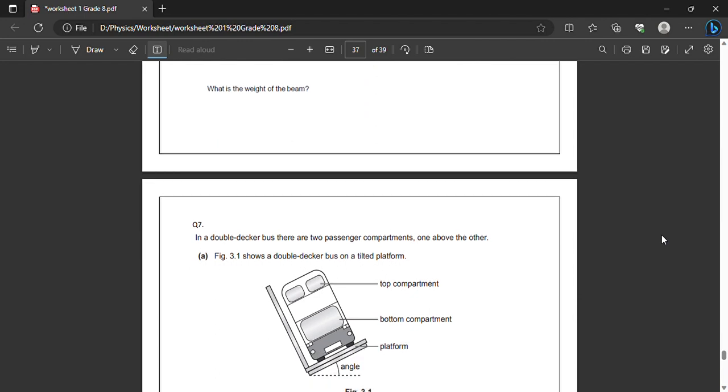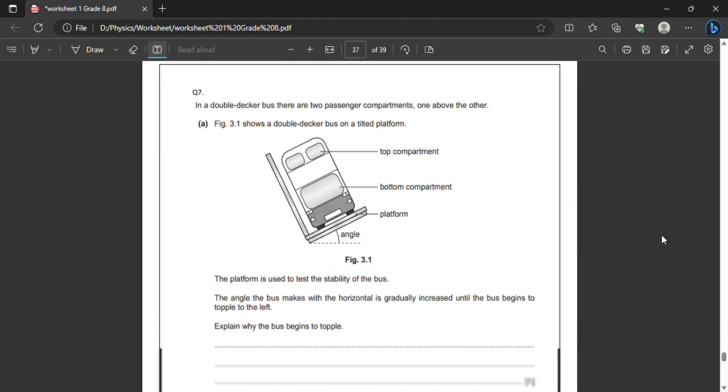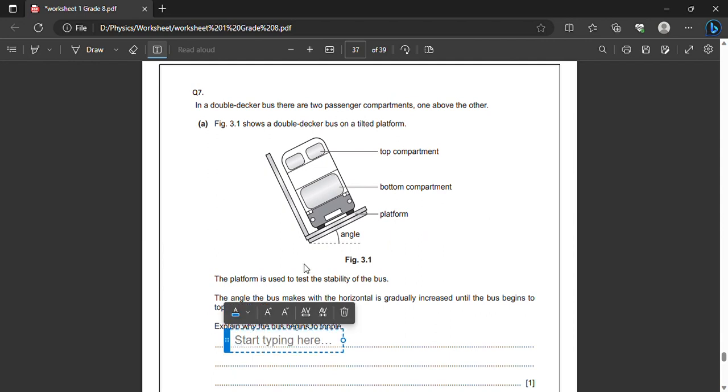So let's check this question. This question is about the center of gravity in a double-decker bus. There are two passenger compartments, one above the other. The platform is used to test the angle at which the bus begins to topple. Explain why the bus begins to topple. So this is easy again, it's just based on understanding.